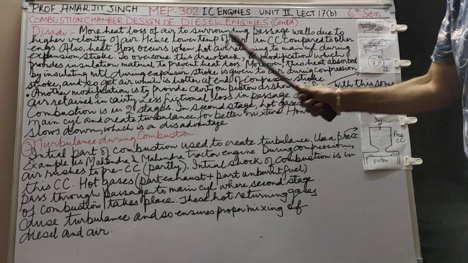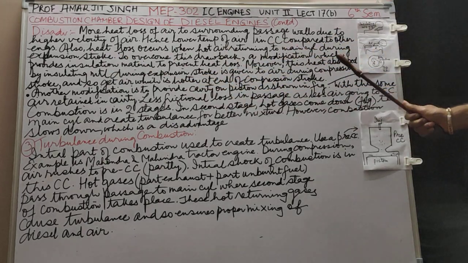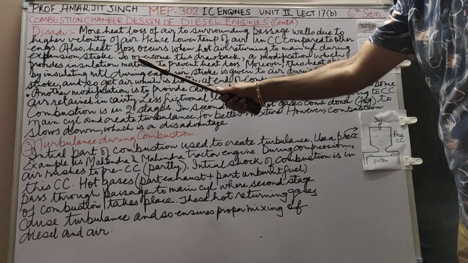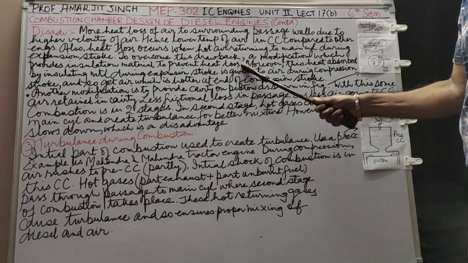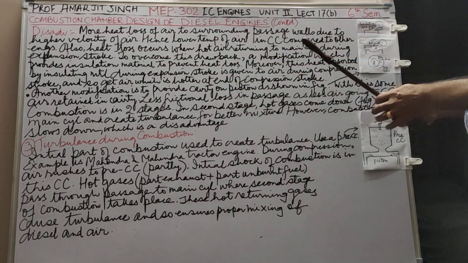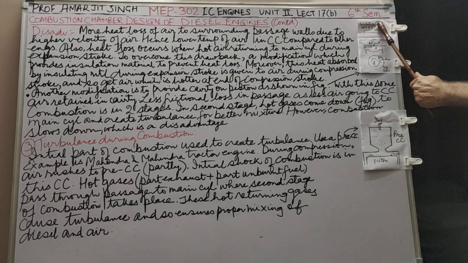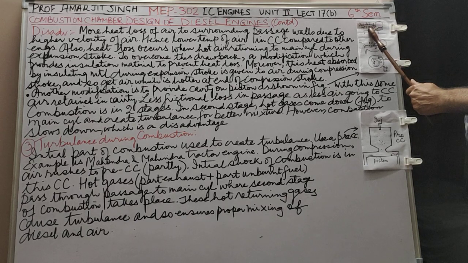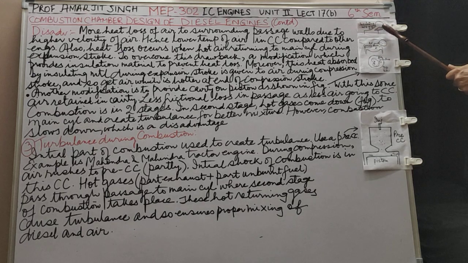To overcome this drawback, a modification provides insulation material to prevent heat loss. This is the pre-combustion chamber, this is the main cylinder. So to prevent the heat loss in this passage, an insulating material, as you see in cross, has been provided surrounding the passage between the combustion chamber and the main cylinder.